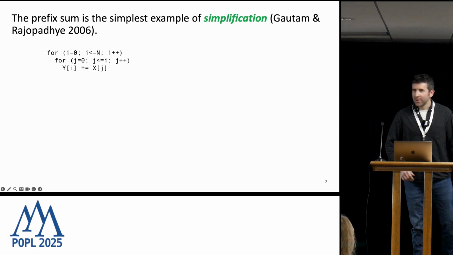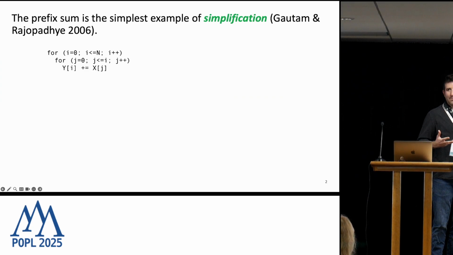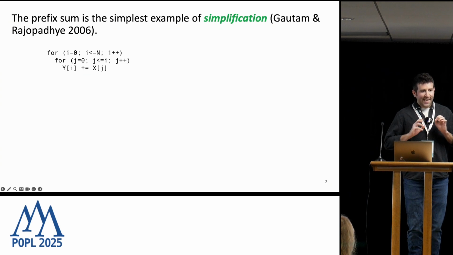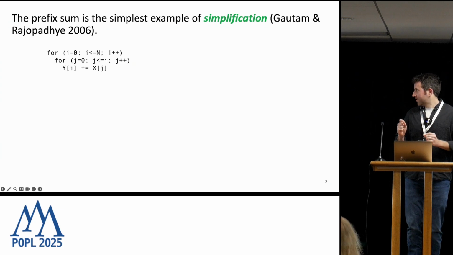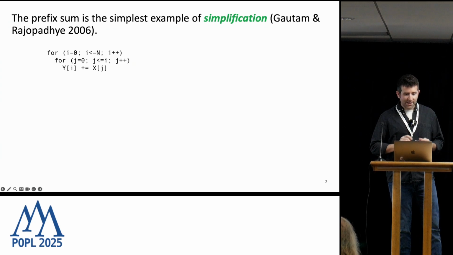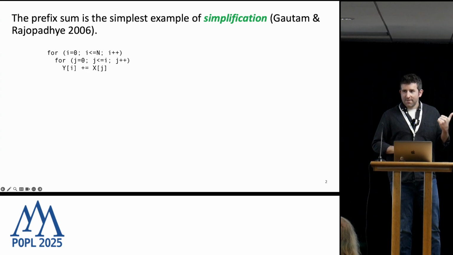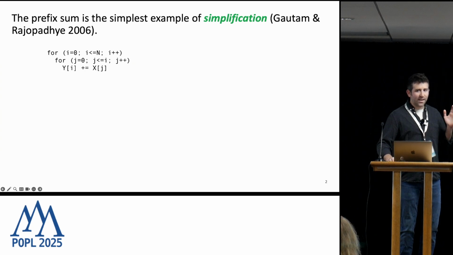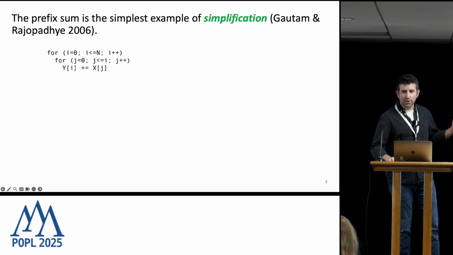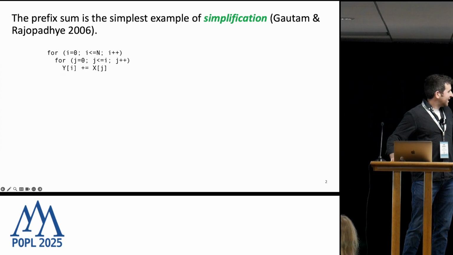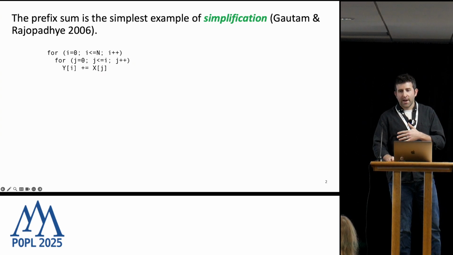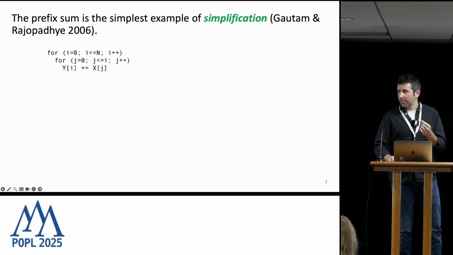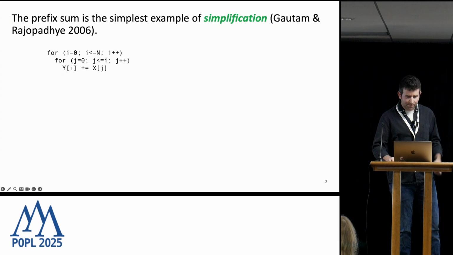Okay, so I want to start with a simple example, and this is probably going to be something that a lot of you have seen, but just bear with me because it illustrates all the things that I want to talk about. I mentioned we're talking about this program transformation called simplification, and the prefix sum is the simplest example of simplification. Imagine I give you some doubly nested loops like this, and we want to produce this output array y from this input array x, where the ith element of the output is the sum of the first i elements of the input.